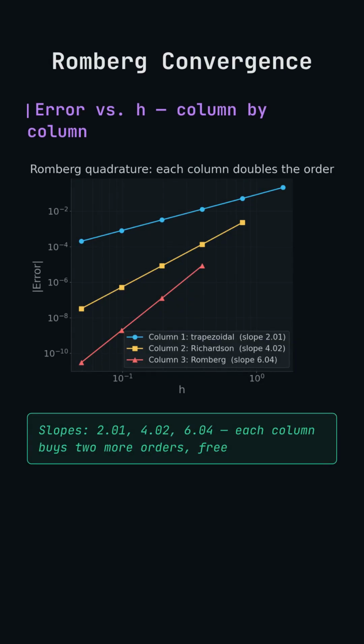Plot the error of column 1, column 2, and column 3 on the same log-log axes. The slopes read almost exactly 2, 4, and 6, precisely the orders the algebra predicted. Every extra column costs one more row of trapezoidal work and one more line of arithmetic, and buys 2 full orders of accuracy in return.